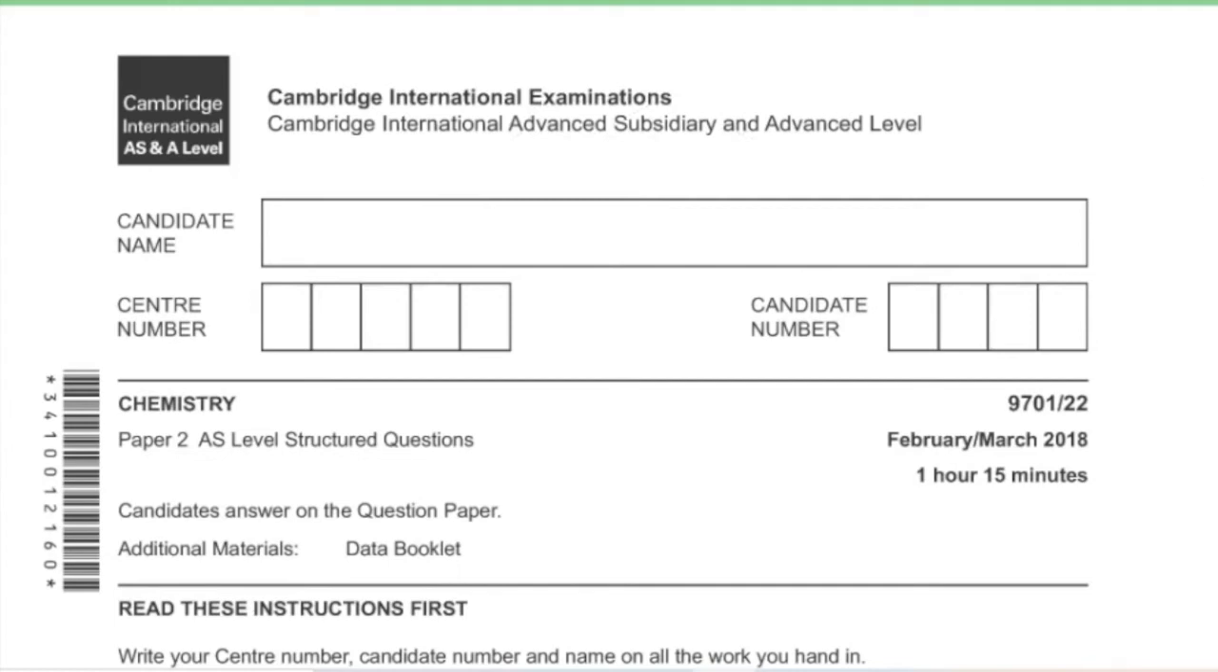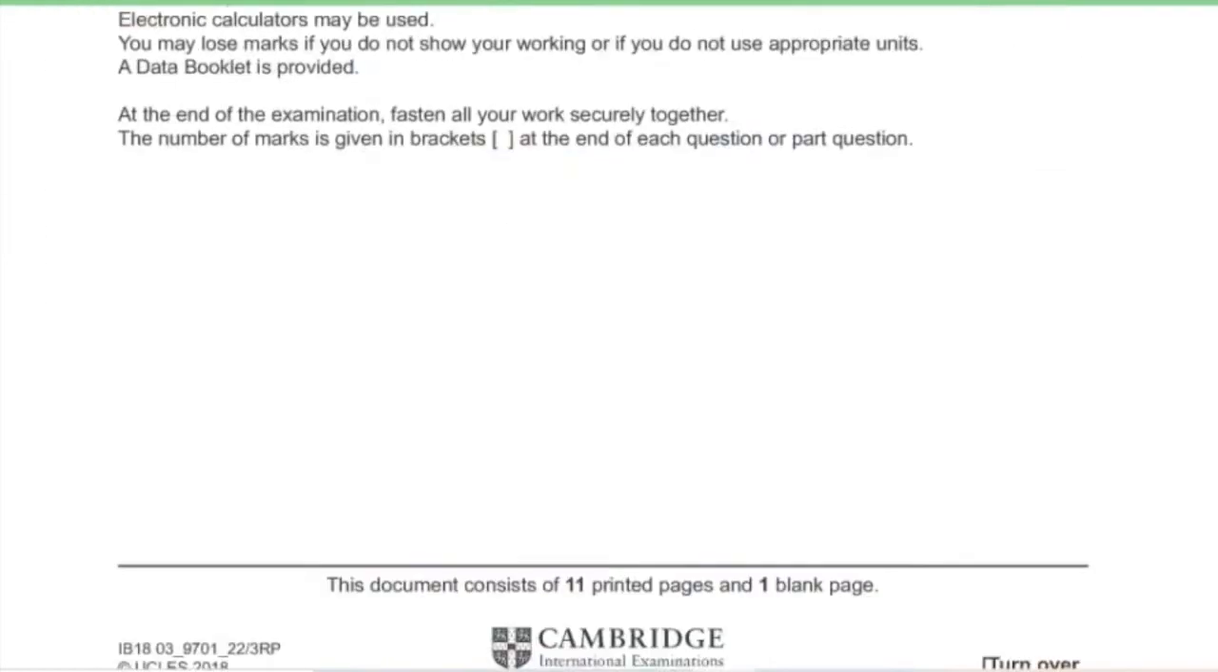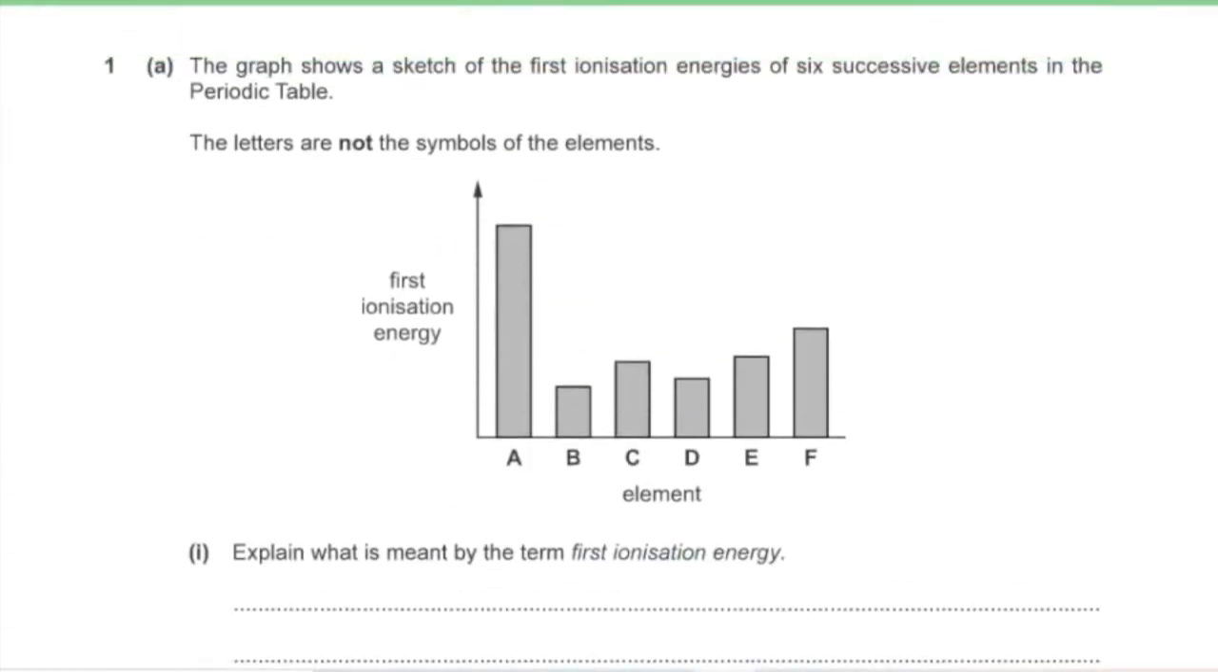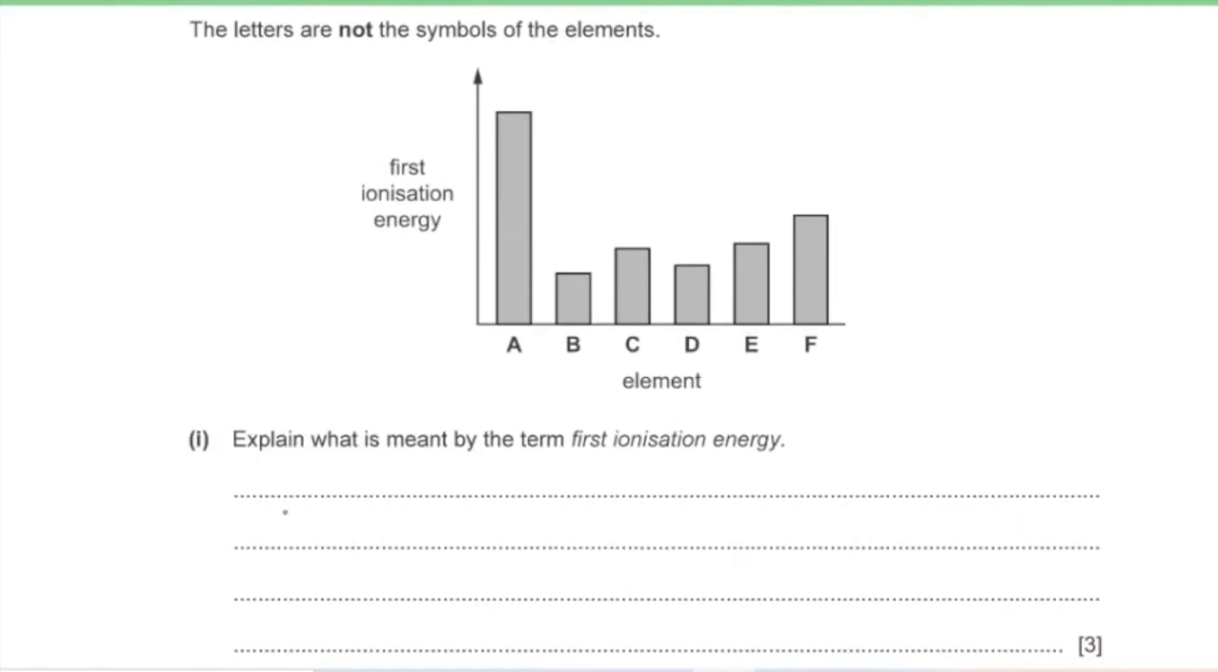Today I'll be solving Chemistry Paper 2 AS Level Structured Questions 9701, Paper 2, written in February-March 2018. Question number 1, Part A. The graph shows a sketch of the first ionization energies of 6 successive elements in the periodic table. The letters are not the symbols of the elements. Part 1, explain what is meant by the term first ionization energy.